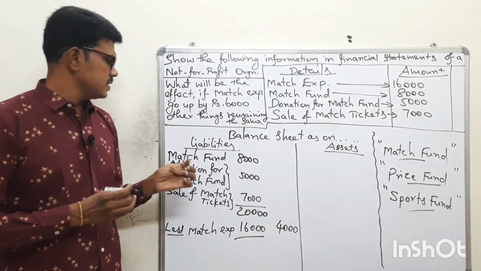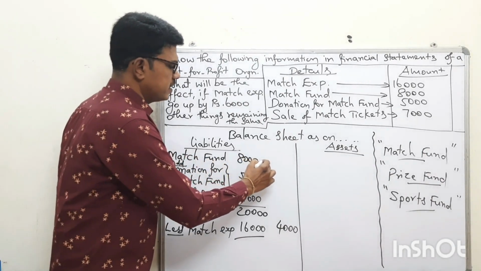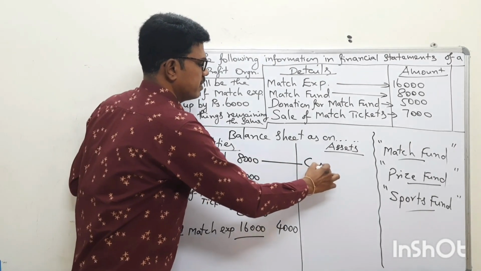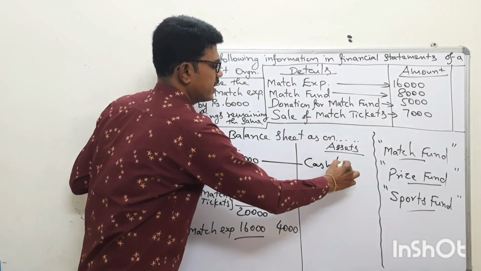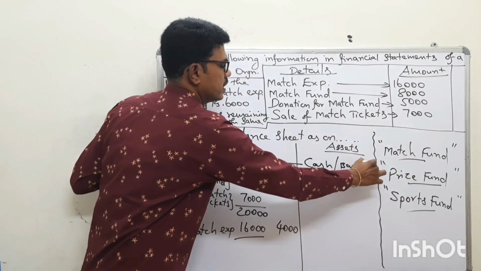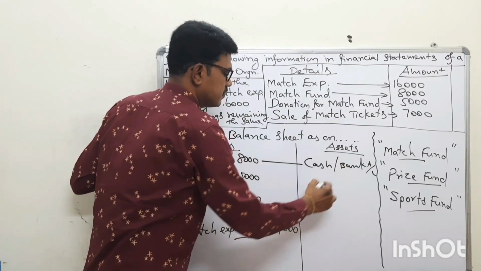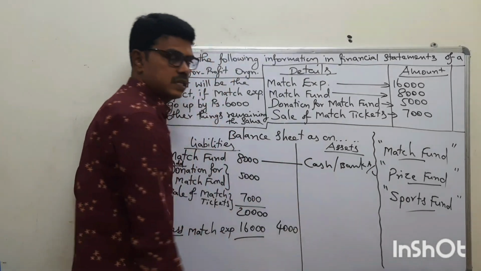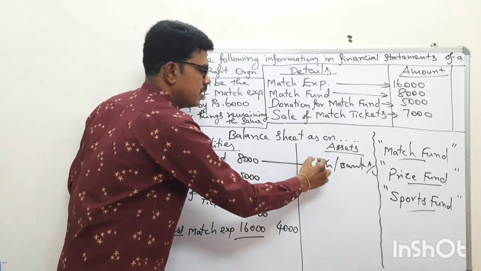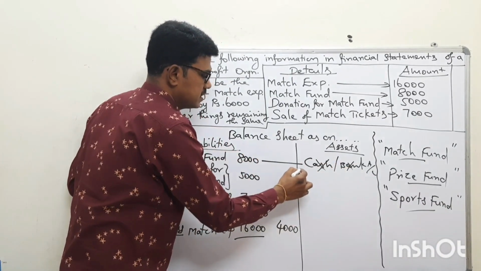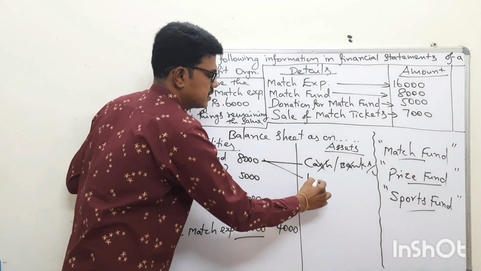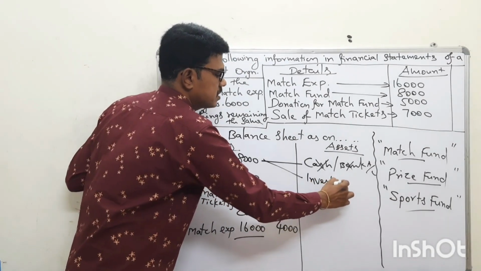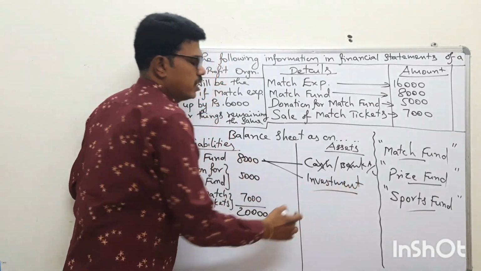Usually organizations will not keep this money in the form of cash or bank account, right? Instead of that they will create some assets. They will create some assets in the form of investments, or mostly they will invest this money in securities.